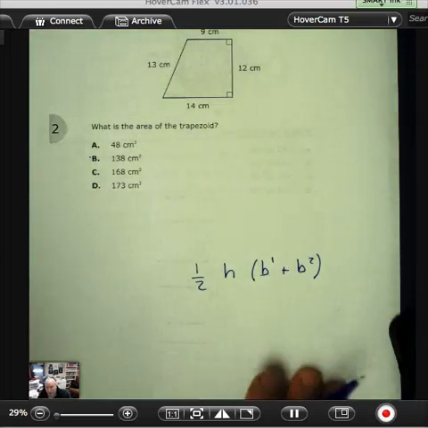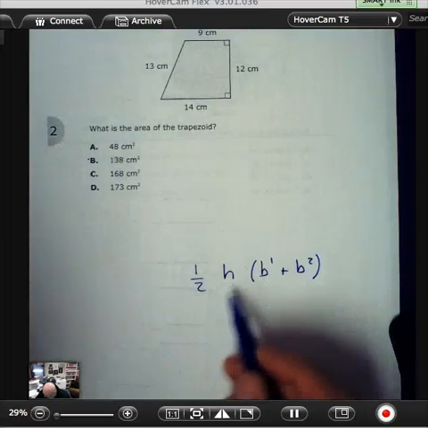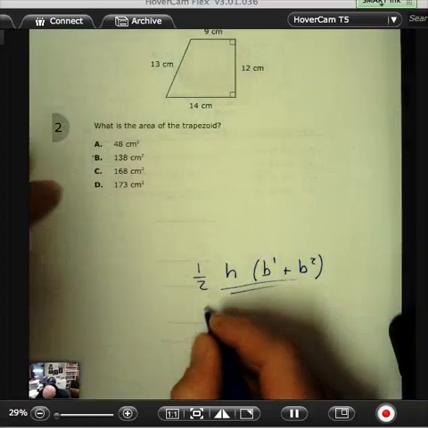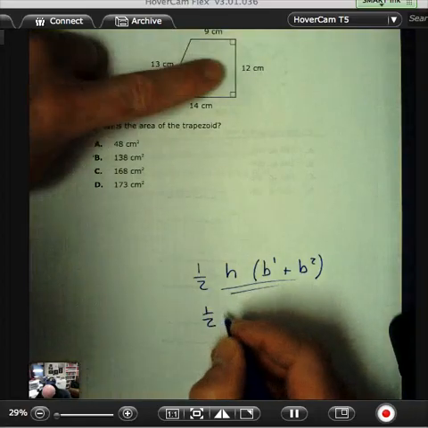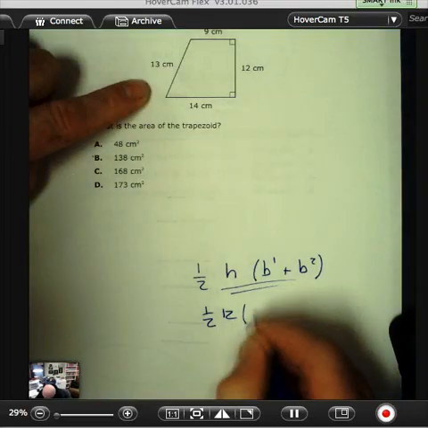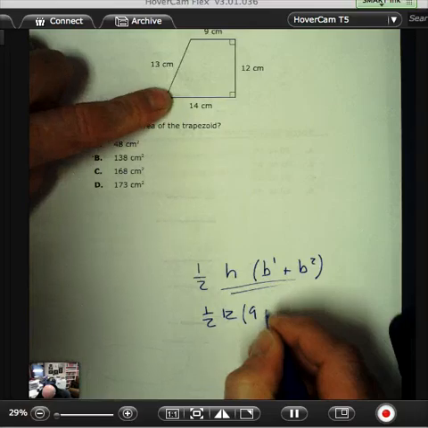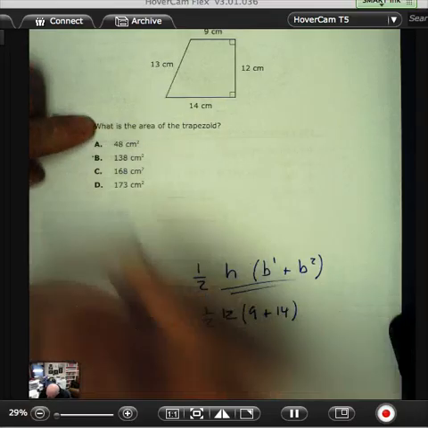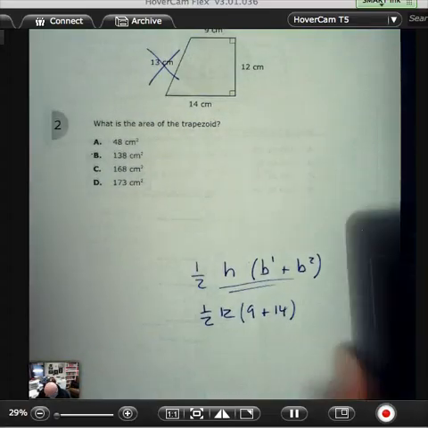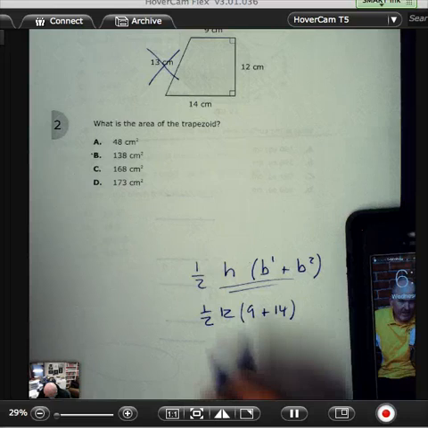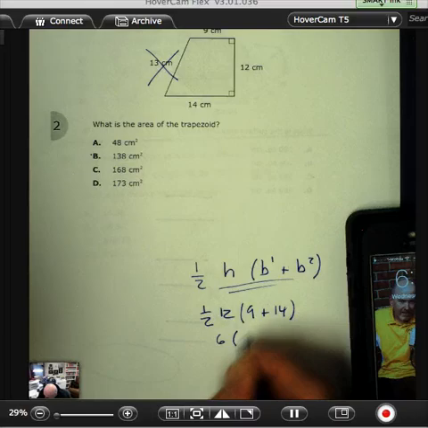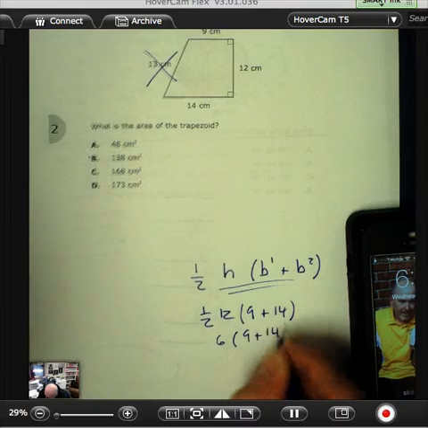Trapezoid. This formula will be provided for you on the test, so let's just pop in our values. So we got 1/2, the height is 12, and then I've got to do the base 1, which is 9 plus 14. I didn't use this number. That number is a distractor. You don't need to know what that leg is. So I usually just solve it straight out. 1/2 of 12 is 6, and we have 9 plus 14.